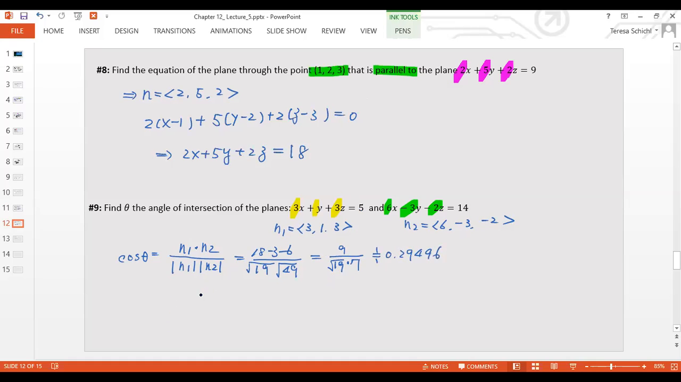All right, so what is my angle theta here? Angle theta is just the arc cosine of 0.29496. So it is about 72.8 degrees. All right, that's pretty easy, right?